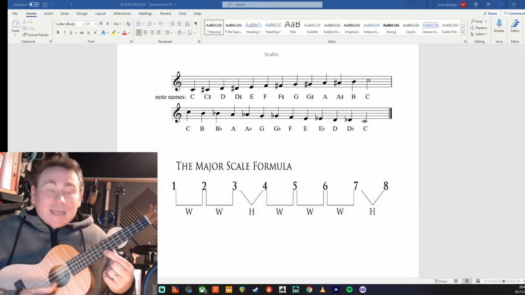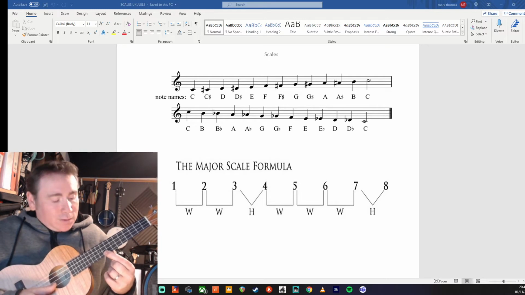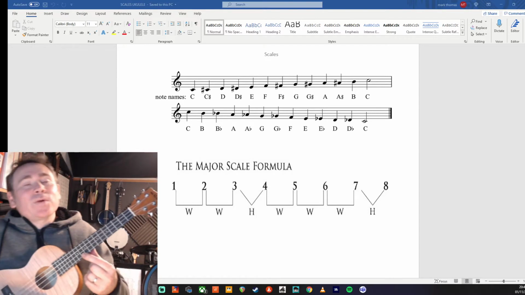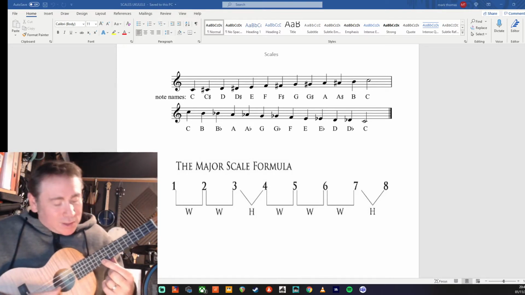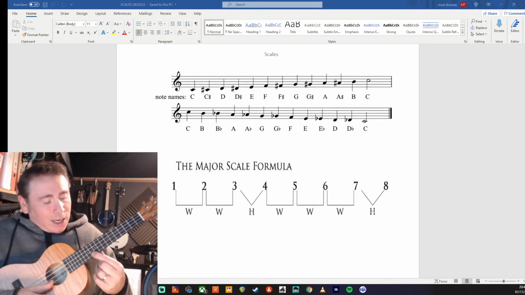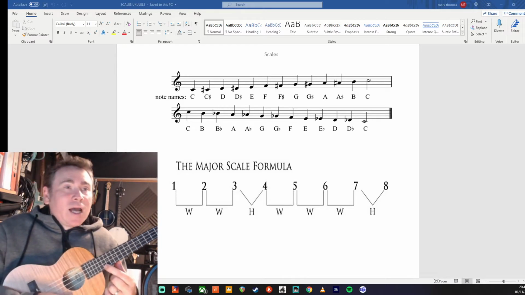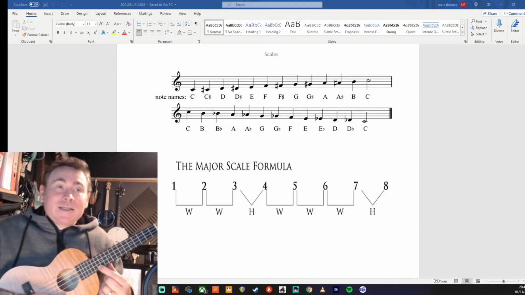Now we're going to go to the 6th note of the scale, and that's a whole step as well. So we're going to go from the 9 to 11. And then we're going to find the 7th note of the scale, which is another whole step. And we're going to go from 11 to 13th fret there. And then finally our last note, you can see it says a half step.